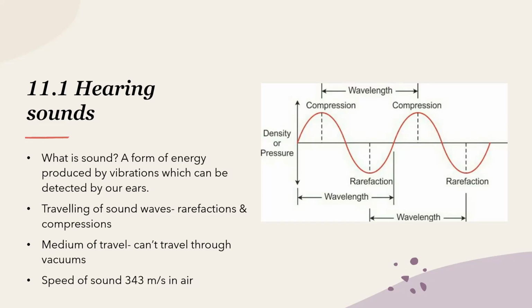Now, what are rarefactions and compressions? The regions where the molecules of air are spread out are called rarefactions, which means this is where the air is not compressed. And the region where the air molecules are compressed and close together is called a compression. So the highest point of your wave is going to be your compression, and the lowest point of your wave is going to be your rarefaction. And in this specific wave, we're just talking about the sound wave.